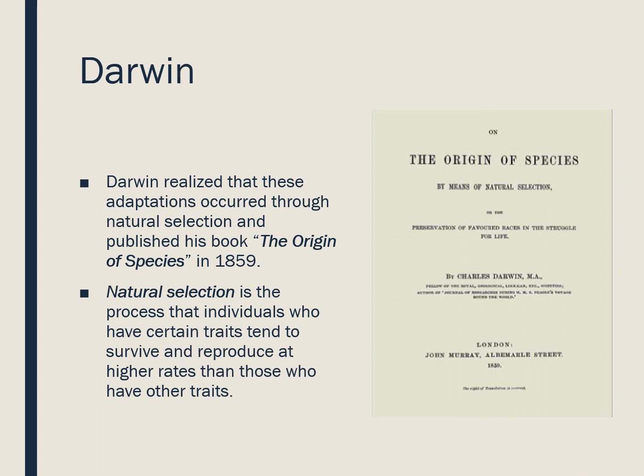Darwin realized that these adaptations occurred through natural selection when he published his book, The Origin of Species, in 1859. Natural selection is a process in which individuals who have certain traits tend to survive and reproduce at higher rates than those who have other traits.